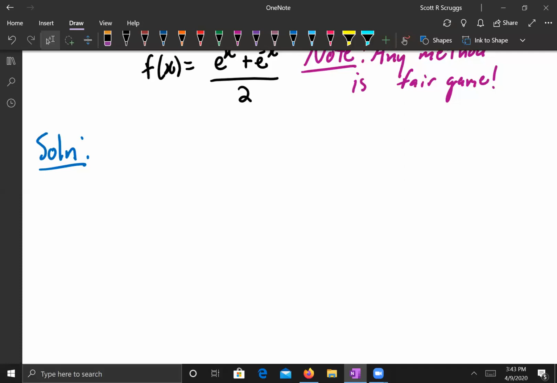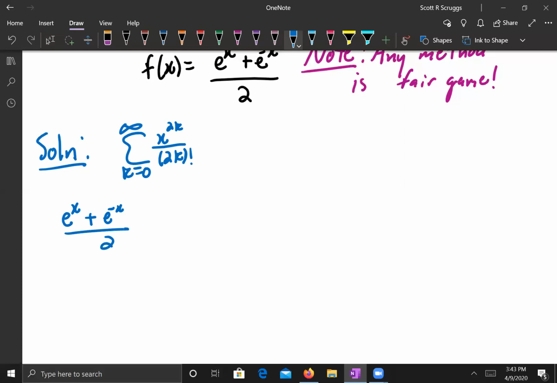So I claim that the solution overall is going to be the sum from 0 to infinity of x to the 2k over 2k factorial. Let's see why. So we have (e to the x plus e to the negative x) over 2. And because I see e to the x, I'm going to go ahead and use the fact that I know its Maclaurin series already, which is the sum of x to the k over k factorial.